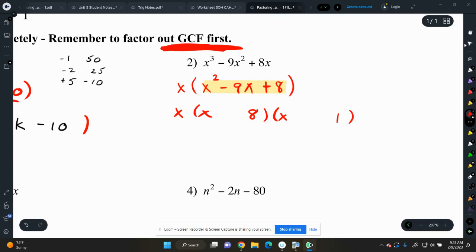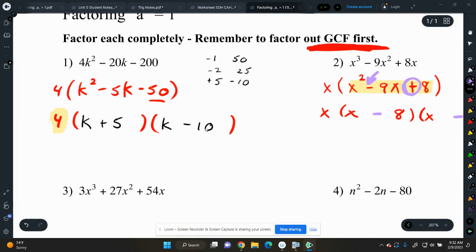So here's a little trick, right? Whatever your factors are, they should match that sign. So they're going to both be negative. If this is positive, then my factors will have that sign, okay? And just to double check it, negative 8 times negative 1 is positive 8. Negative 8 plus negative 1 is negative 9. Okay.